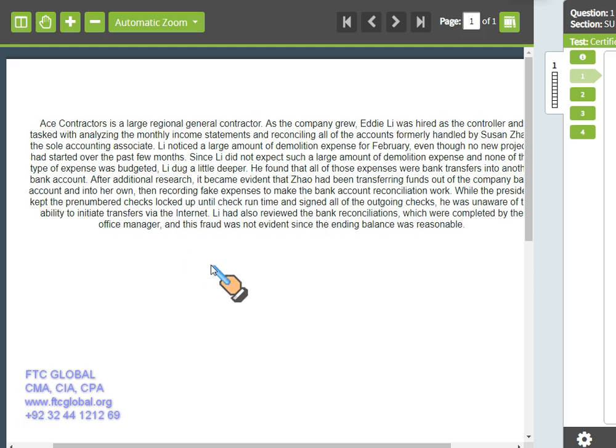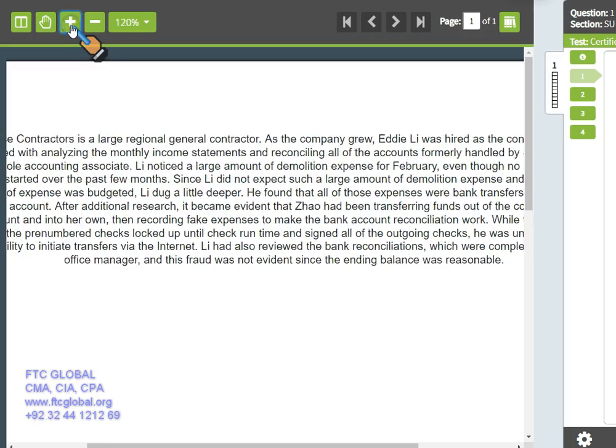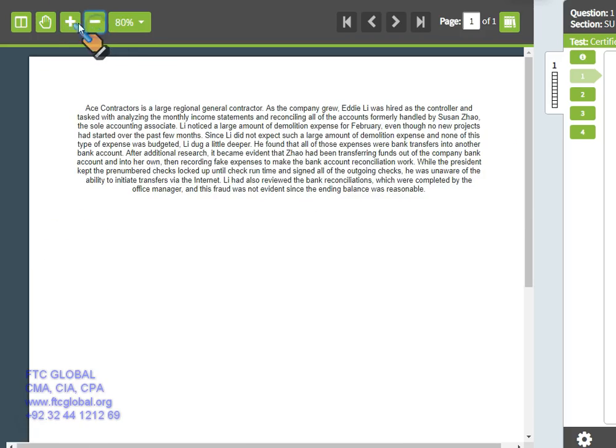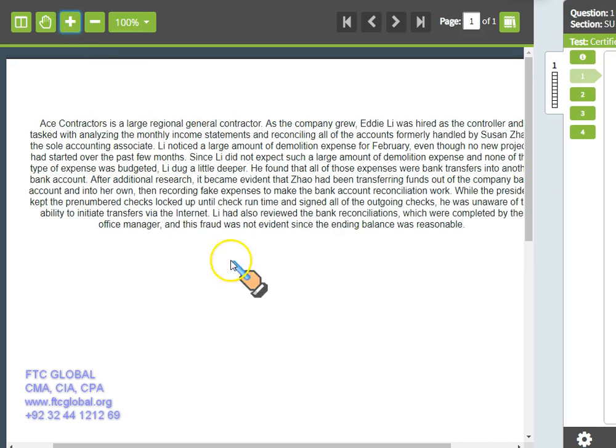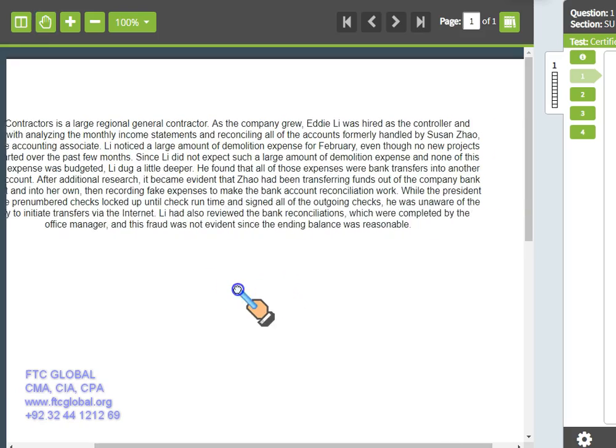Here we go. We have the detailed case study. As usual, you can zoom in, zoom out. I think this is the perfect size that will help us read the whole text comfortably.